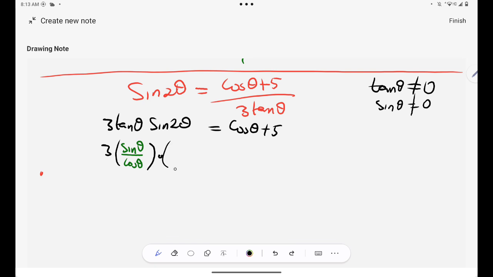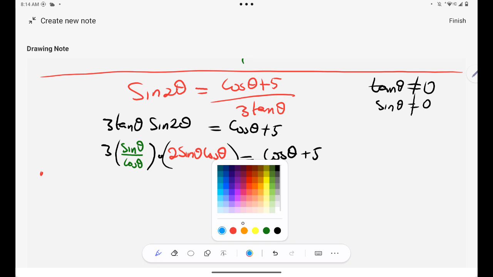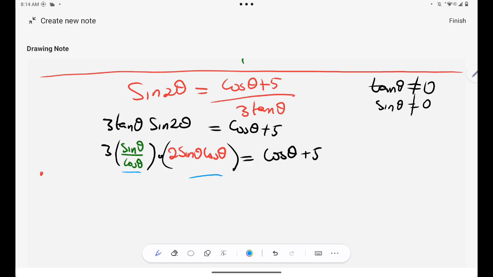This thing is multiplied by, let me write this one in red. This is the double angle for sine, 2 sine theta cos theta, is equal to the cos of theta plus 5. Please note that, since this is multiplying that, it's safe for me to say this will cancel with this one, and then I will be left with 3 sine theta multiplied by 2 sine theta, which will give me 6 sine squared theta is equal to the cos of theta plus 5.